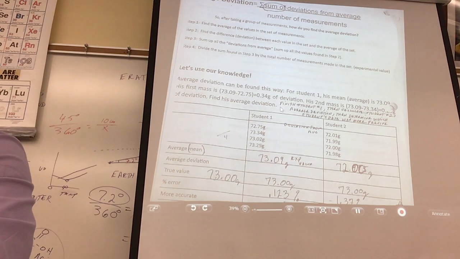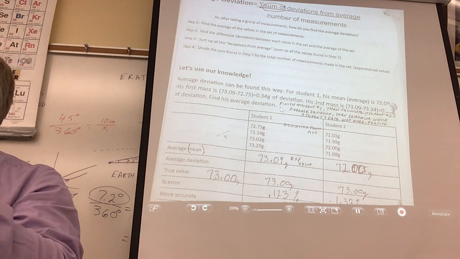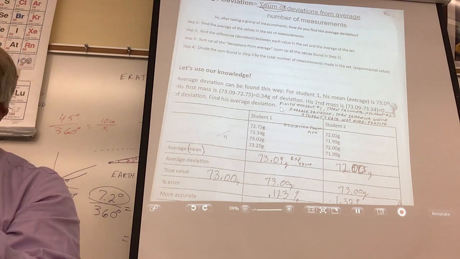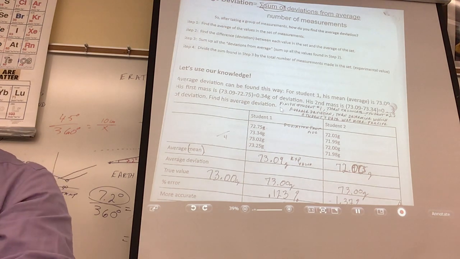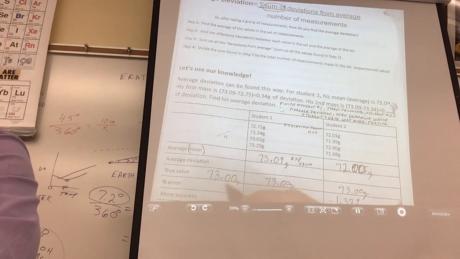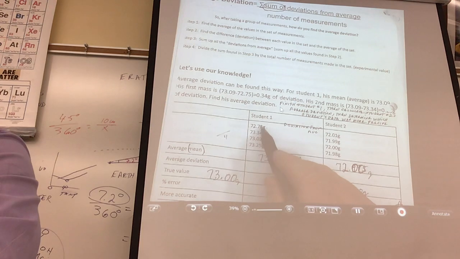Let's go back to the next equation up here. How do you find out who's more precise? What I want to know is who's got the tighter cluster. That's what you mentioned with shooting, right? Whose cluster is tightest? So how do we do that in science? What we do is we find the average deviation.